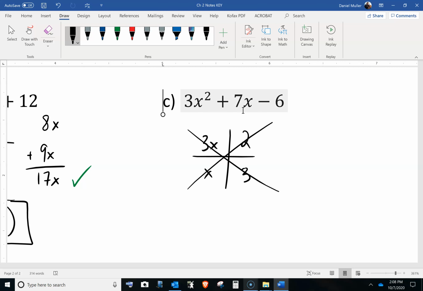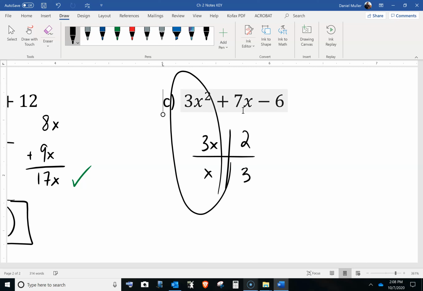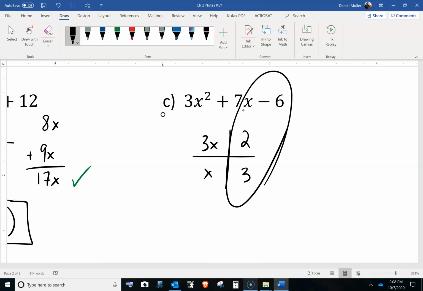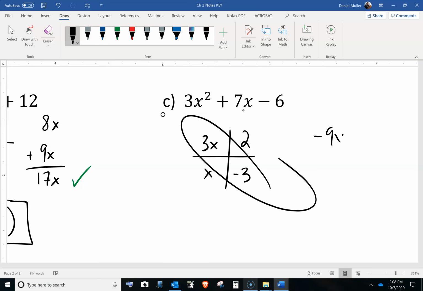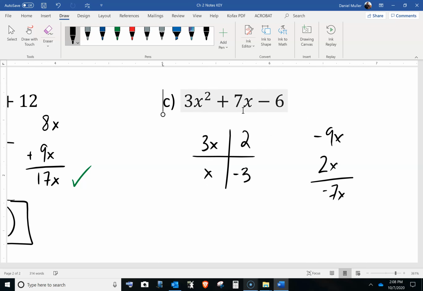Oh, well, actually, now that I think of this, I notice here that it's a minus 6. So I've preserved this. 3x times x is 3x squared, but I haven't actually even done the right side because I need one of these to be negative. So let's make one of these negative. So now I got negative 9x, and that one's a 2x, and if I add those together, there's more negatives there, so my answer is negative 7x. Oh, that's really close. I need a positive 7x.